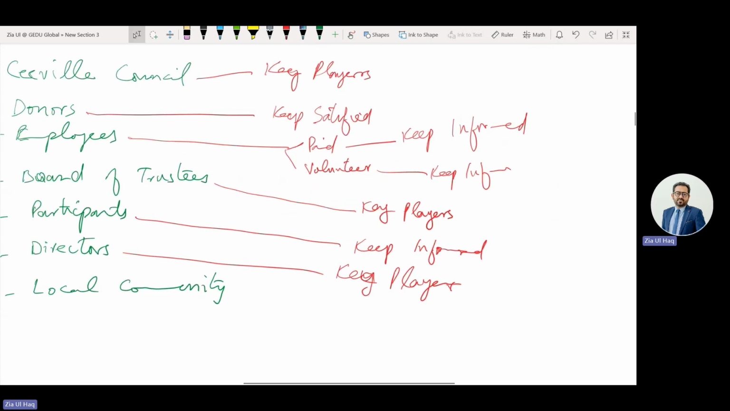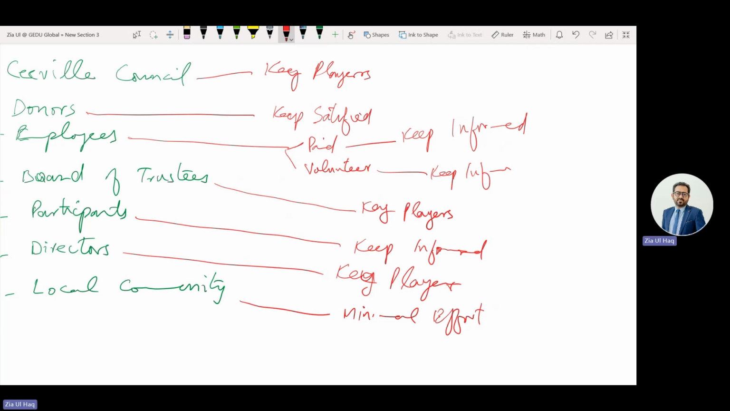Local community is "minimal effort" because they have low power and low interest. Though they are minimal effort, while making a decision, you need to consider them a little bit, just to see whether we are not going to take any decision against them.